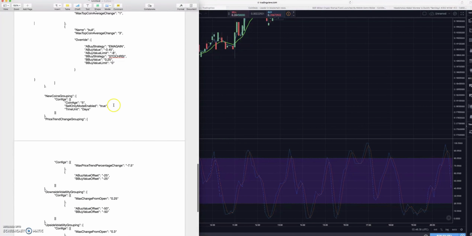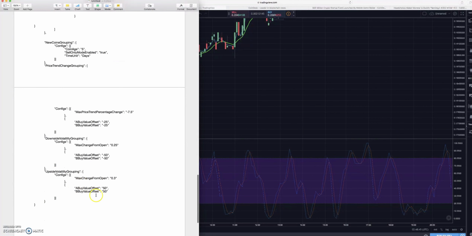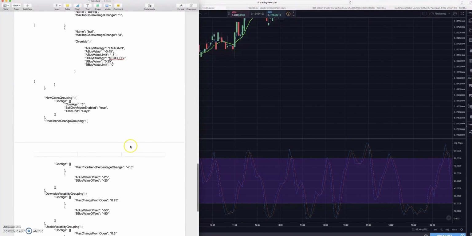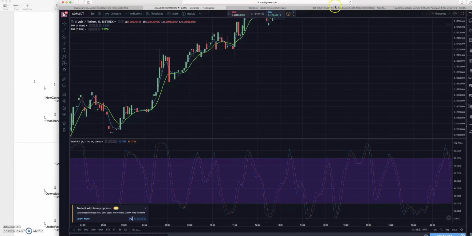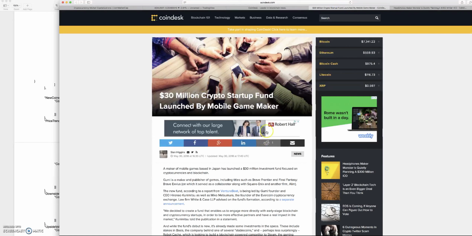Another guy in Discord came up with a cool idea to create a coin grouping for when Bitcoin drops or rises in value really quick. That way, you can tell your bot to buy those coins. So I thought that was cool. We're just going to briefly go over these two bits of news.